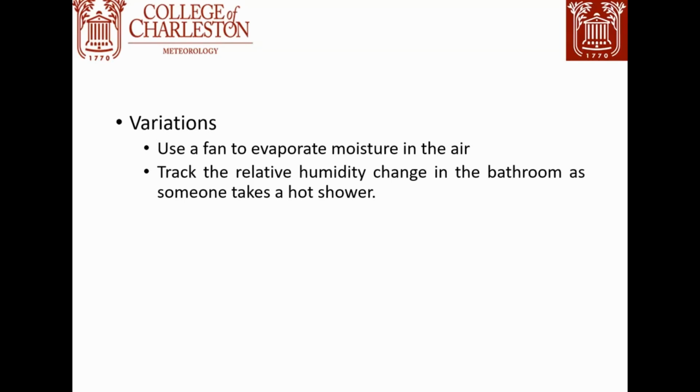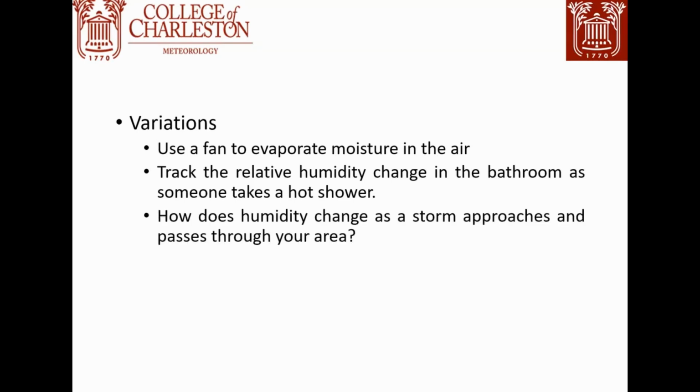Secondly, you can test your sling psychrometer whenever any weather system passes by. So how does the humidity change as a storm approaches and passes through your area? What you will likely find is that as a cold front passes through your area, you will see an increase in relative humidity as the front approaches you, and then you'll see a rapid decrease in humidity as the front moves away from you.